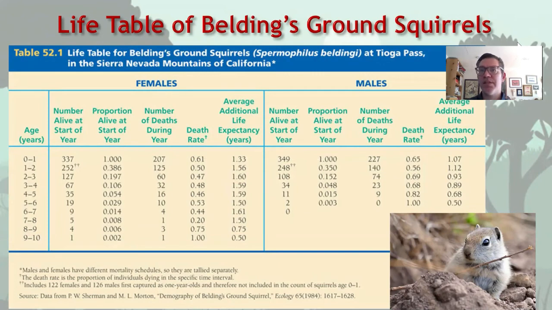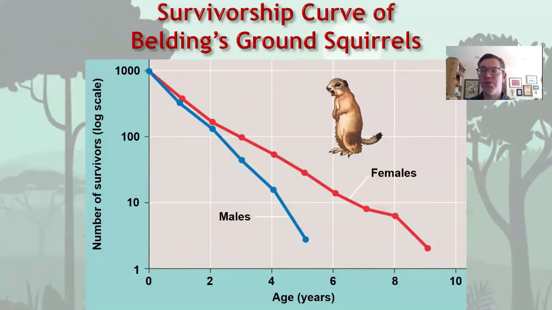We can do more with populations than just predict their size over time. The study of population statistics is called demography, and a table that summarizes demographic data is called a life table. This life table for Belding's ground squirrels shows age and sex-specific data that can be used to understand patterns of survival. Graphing the proportion of surviving individuals of different ages, we see that females live longer than males.